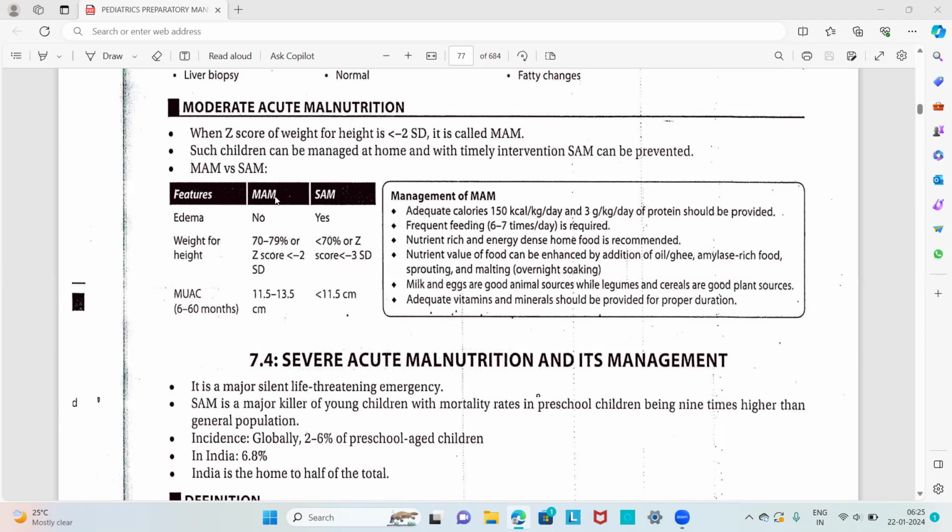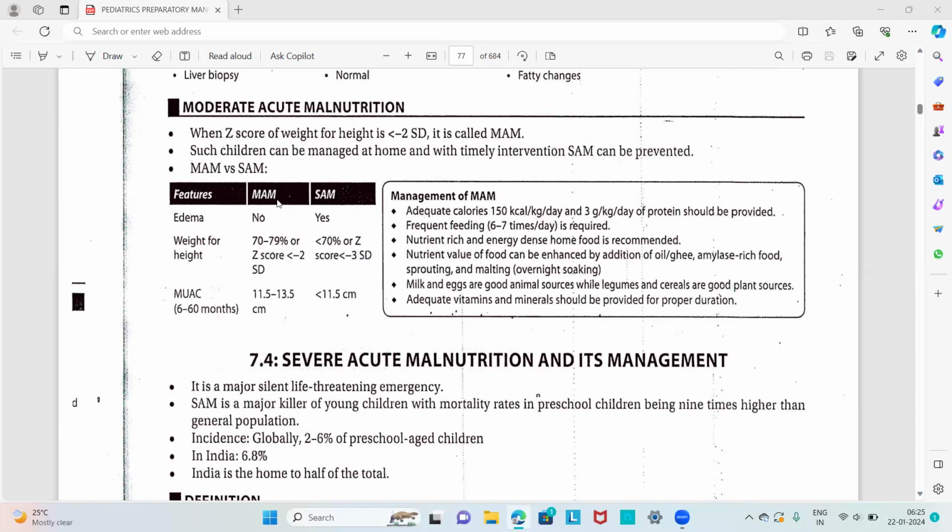In severe acute malnutrition, there will be presence of edema, and the weight for height is less than 70%. So the Z score value is less than minus 3 standard deviation. But in the case of moderate, it is minus 2 standard deviation. And the mid-upper arm circumference is less than 11.5 centimeters in the case of severe acute malnutrition.